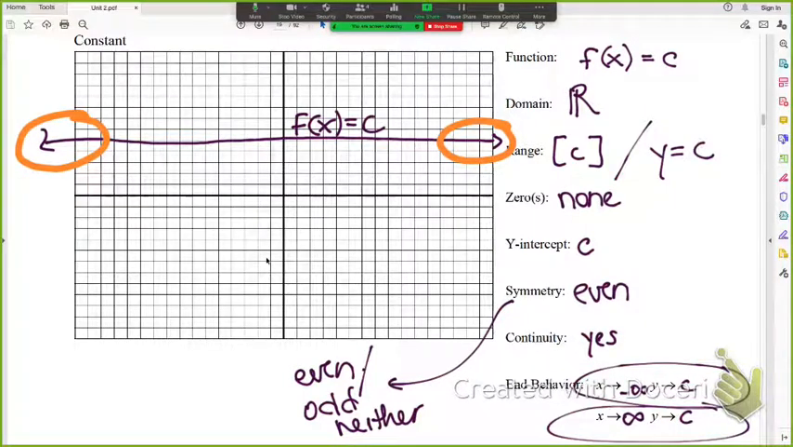Let's take a look at one more. I'm going to get you started, and then we're going to talk through the answers. I will give you the rest of the equations and graphs, and you will work through filling out the blanks with someone near you. Okay?